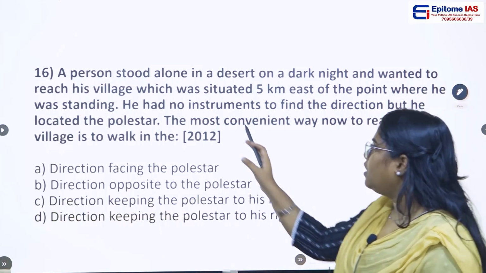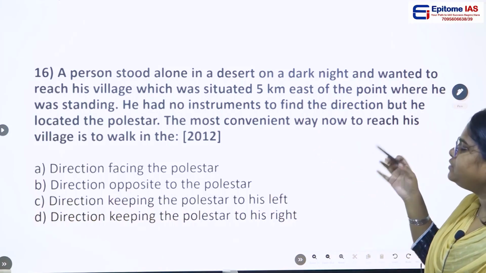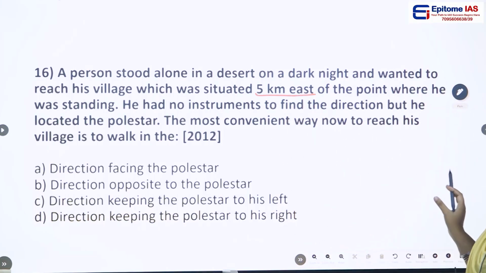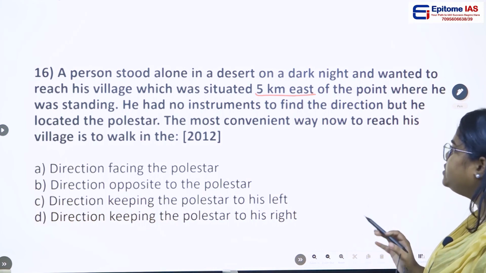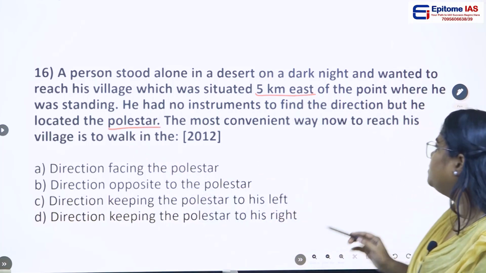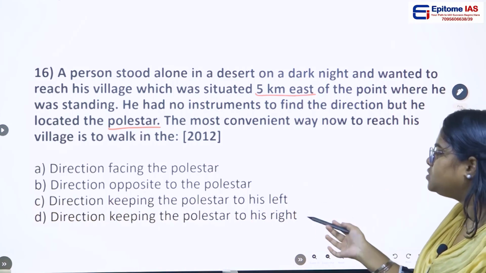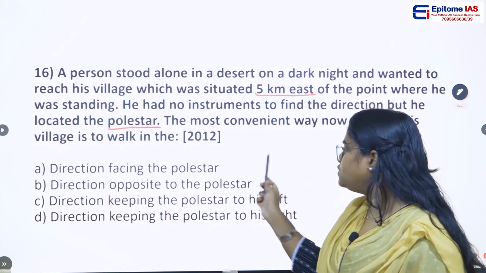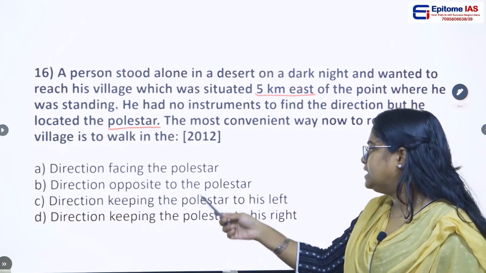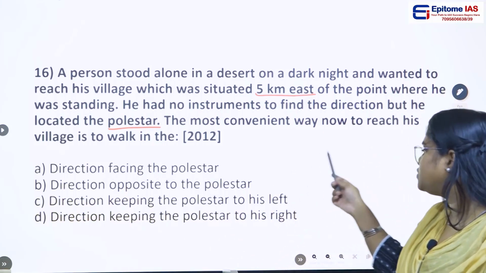So the next question: a person stands alone in a desert on a dark night and wants to reach his village, which is situated 5 kilometers east of the point where he is standing. He has no instruments to find the direction, but he located the pole star. The most convenient way now to reach his village is to walk in which direction? Option A, direction facing the pole star. Option B, direction opposite to the pole star. Option C, direction keeping the pole star to his left. Option D, direction keeping the pole star to his right.